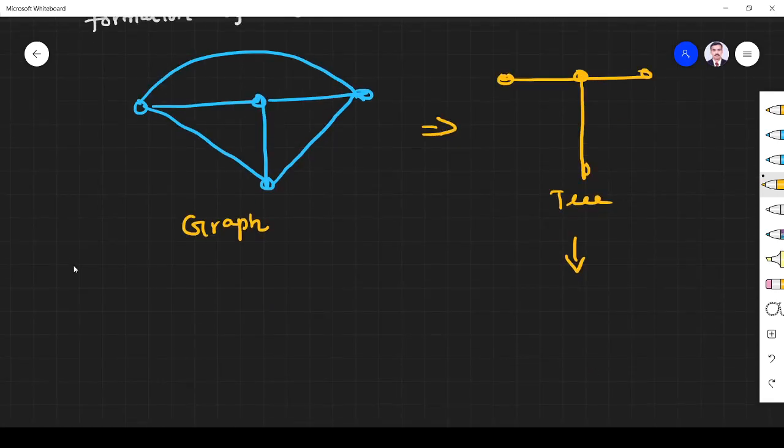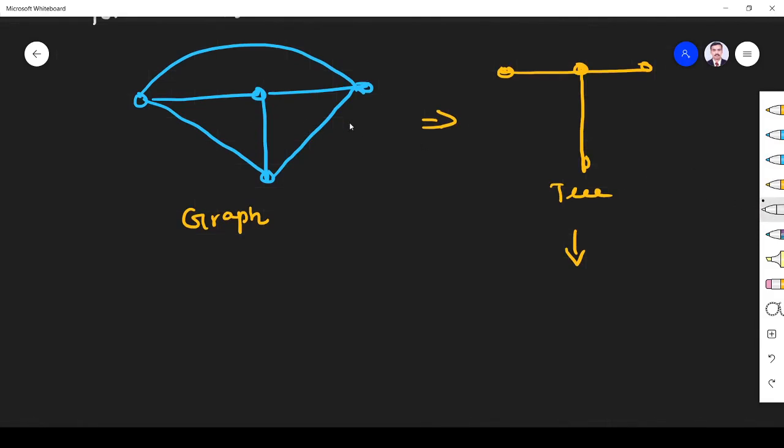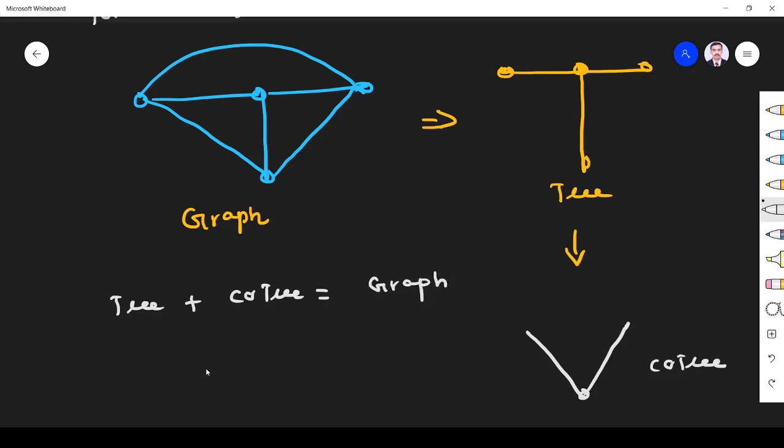What is a co-tree? Co-tree is nothing but a complement of the tree. Complement of the tree means the branches left out. These two are left out. So this is the co-tree. For this tree, this is the co-tree. So from this, what we understand is, if you add tree branches and co-tree branches, it will give the graph, like our complement in binary. What is the complement of 1? 0. Complement of 0 is 1. Like that, the complement of a tree is the co-tree. If you add both, what we get is the original graph.